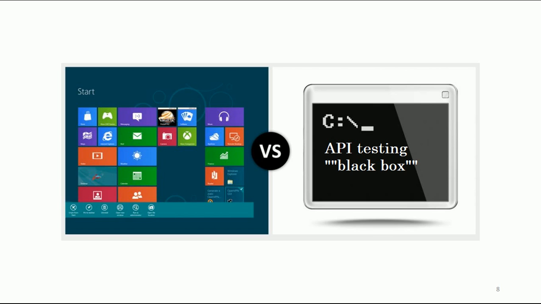Let's ask you a question now. If there is no UI, and we are testing APIs in a black box manner, then what kind of bugs or what kind of defects are we able to find with the project?